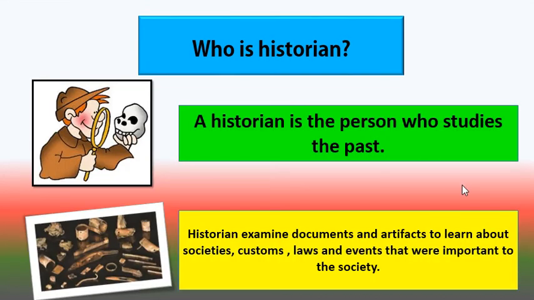Who is a historian? History is also a subject like other subjects, and a historian is a person who studies the past. Those people who like to study by discovering and examining the documents which were written or saved in the past. So these people, they become historians, and they find out their languages. They decipher their languages. They learn about their customs and laws and the events that were important to the society.